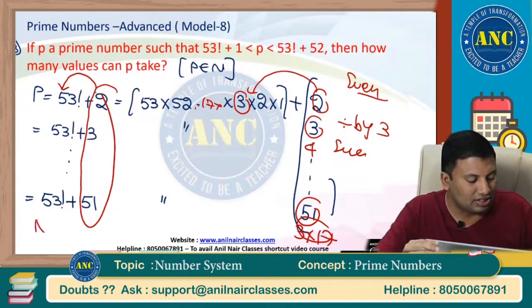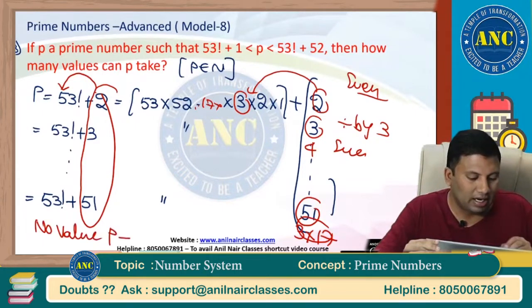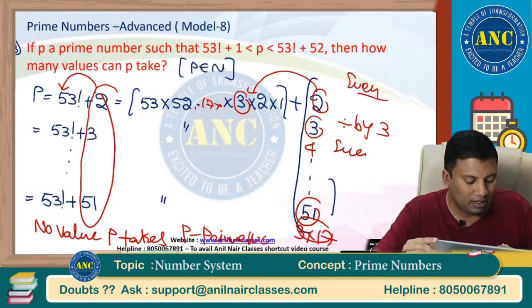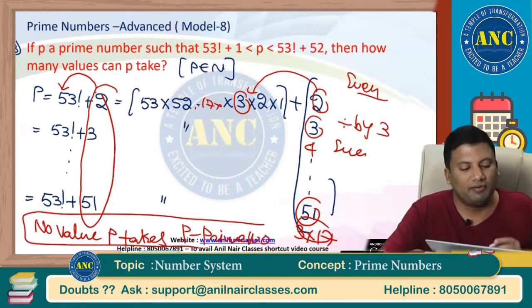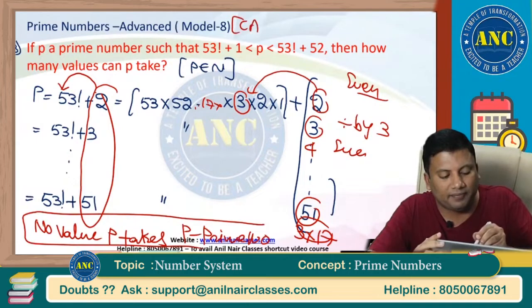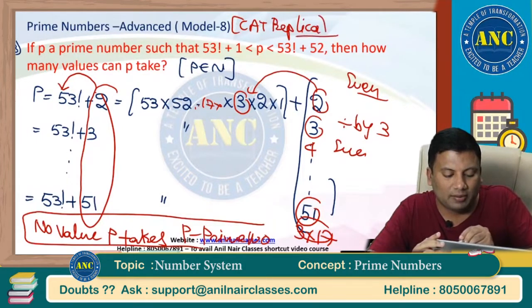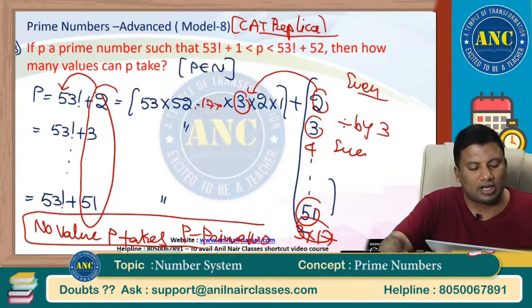So, the answer is no value P can take. No value P can take such that P is a prime number. No prime number values P can take. Very, very good. A CAT replica question, sir. This is the beauty of the CAT examination. Most of them are logical questions.